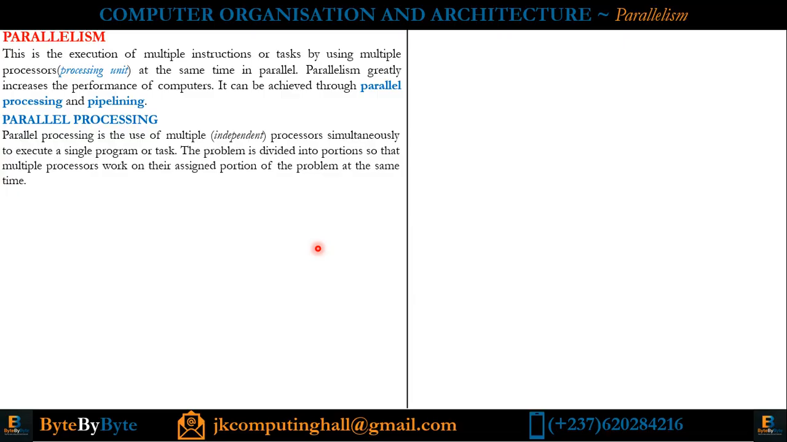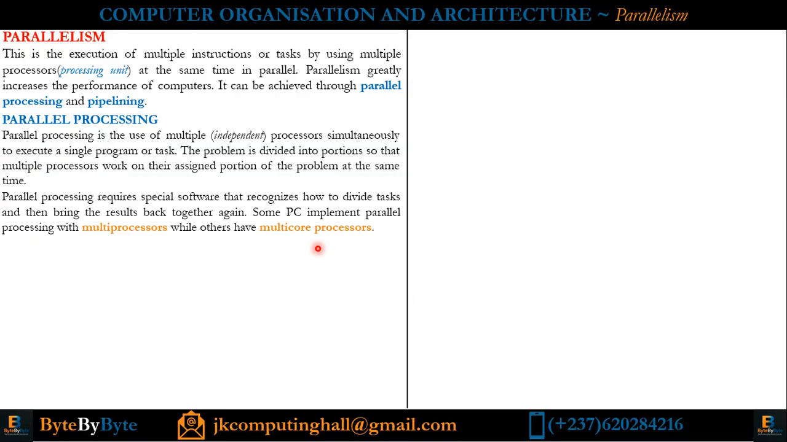Let us look at the first one, parallel processing. Parallel processing is the use of multiple and independent processors. So the processors we are using are not dependent on each other. They work simultaneously to execute a single program or task. The problem is divided into portions so that multiple processors work on the assigned portions of the problem at the same time. That is how parallel processing works.